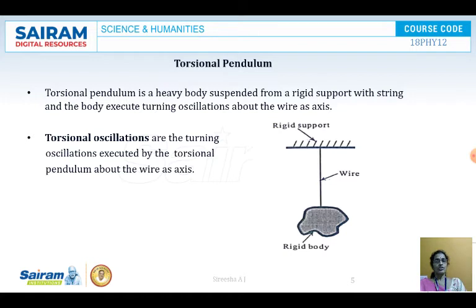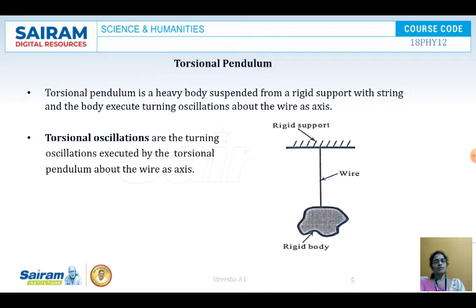Now, what is a torsional pendulum? In previous sessions we have seen the torsion of a cylinder. What is the torsion of a cylinder? It is a rod fixed at one end and free at the other end. Here, a torsional pendulum means one end is fixed. A torsional pendulum is a heavy body suspended from a rigid support with a wire, and the body executes turning oscillations about the wire as axis.